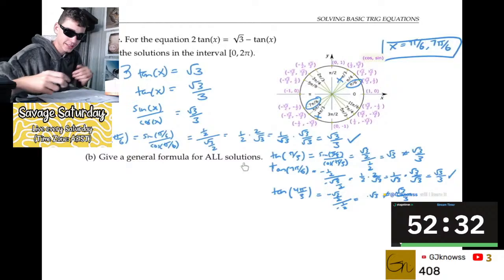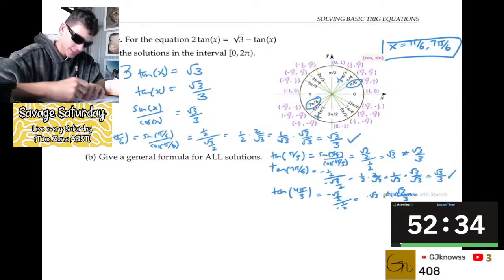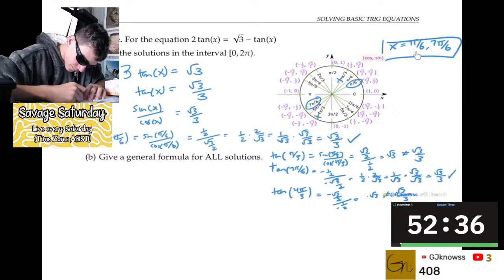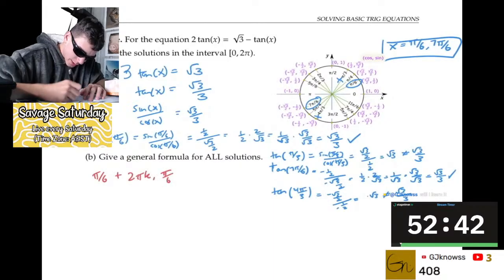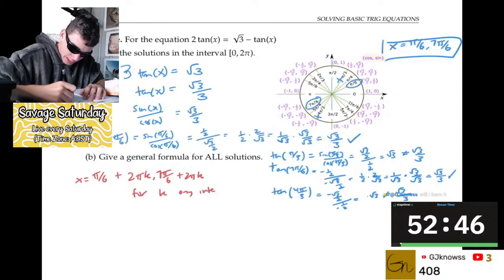Now, if I want to find all solutions, not just those in the interval from 0 to 2 pi, I notice that I can take one of these principal solutions and add multiples of 2 pi to it, because that'll give me the same angle. So I get pi over 6 plus 2 pi k, and 7 pi over 6 plus 2 pi k for k any integer. This is a correct answer, but it's not as simple as it could be.